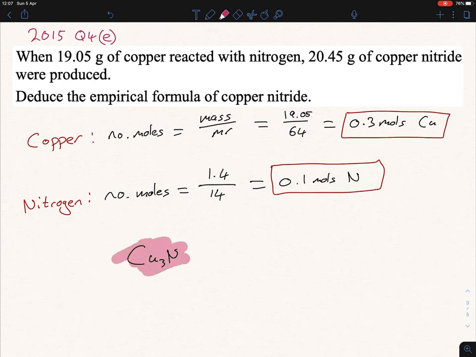That's it. It's always the smaller number of moles dividing into the larger number of moles, and that'll give you your empirical formula. Okay guys, I hope that helped a small bit, and best of luck with them.